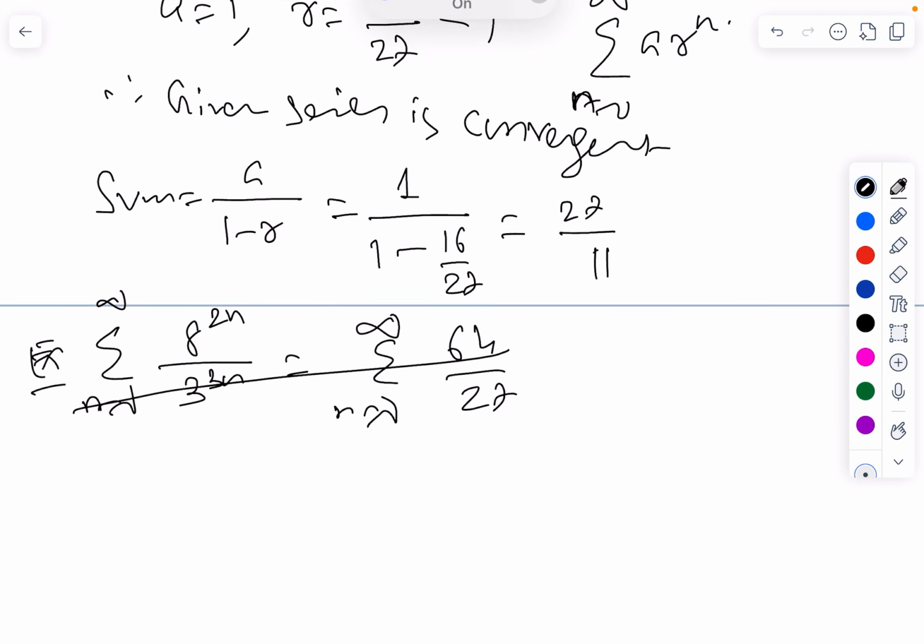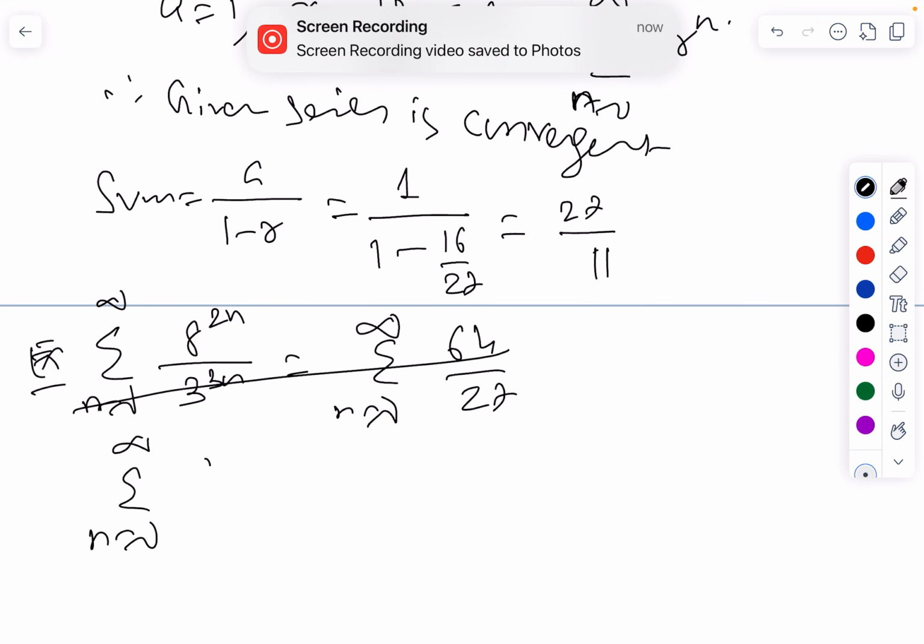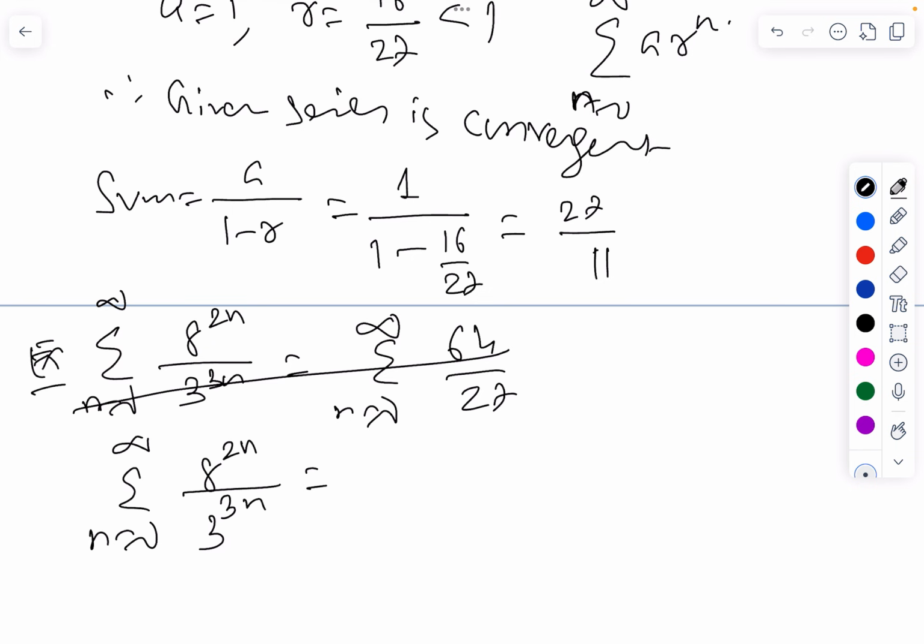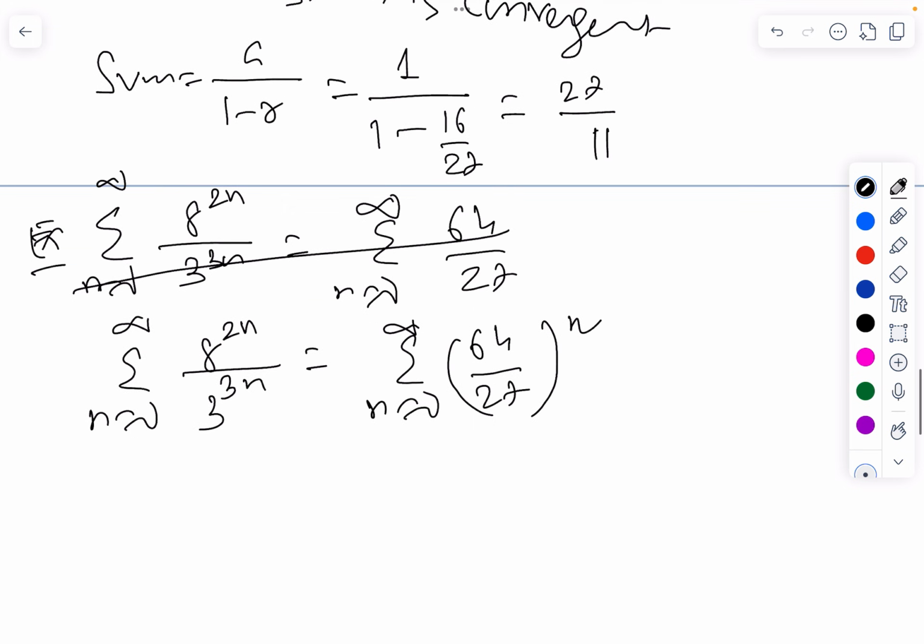So let us take the example again. Series n equal to 0 to infinity, 8 power 2n upon 3 power 3n. And so this is series n equal to 0 to infinity, 64 by 27 power n. Now what is a? a is 1 because n starts from 0. But r equal to 64 by 27.